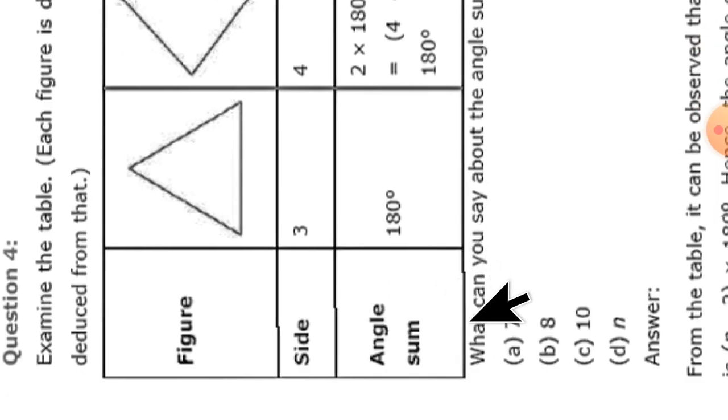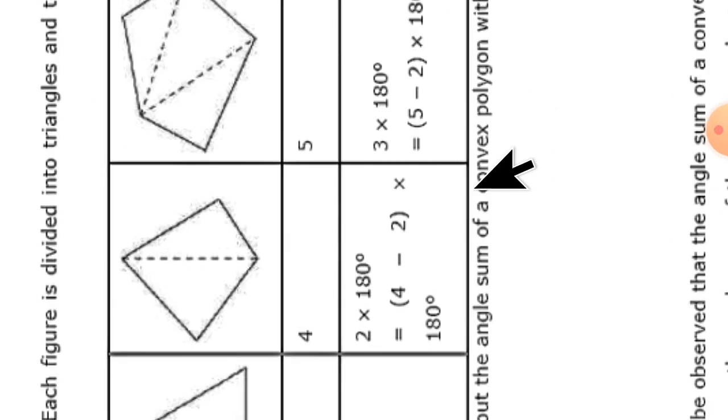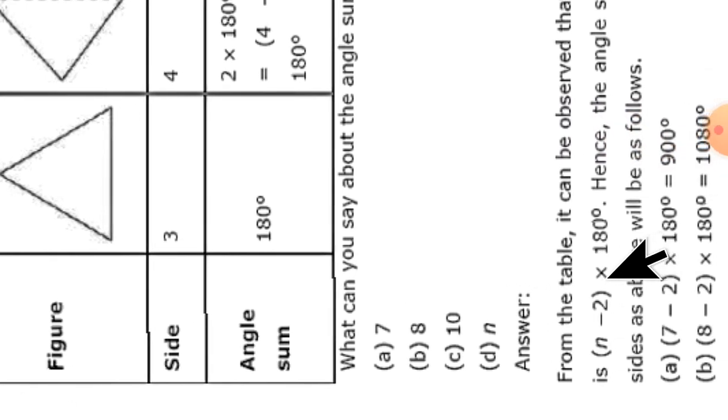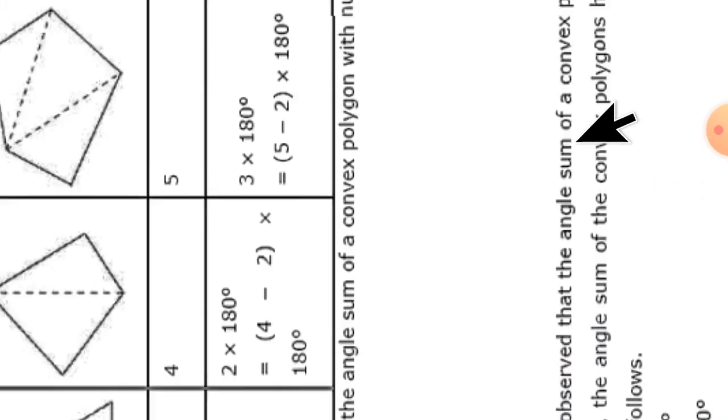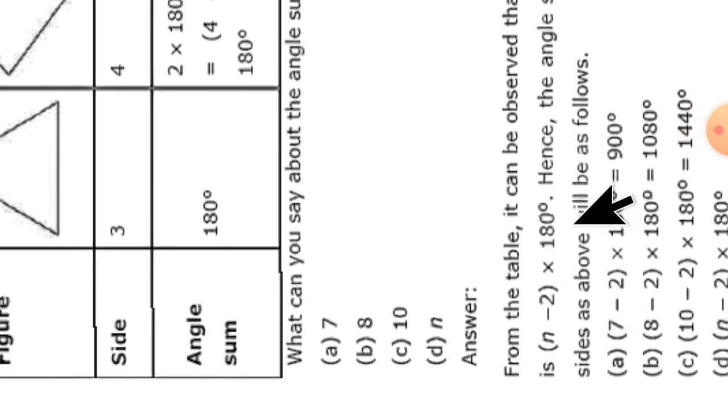So, what can you say about the angle sum of a convex polygon with a given number of sides? We have to find out for 7 sides, 8, 10 and n sides. So, the answer is: from the table it can be observed that the angle sum of a convex polygon of n sides is n minus 2 into 180. So, what we have seen, if there are n sides, it should be n minus 2 into 180.